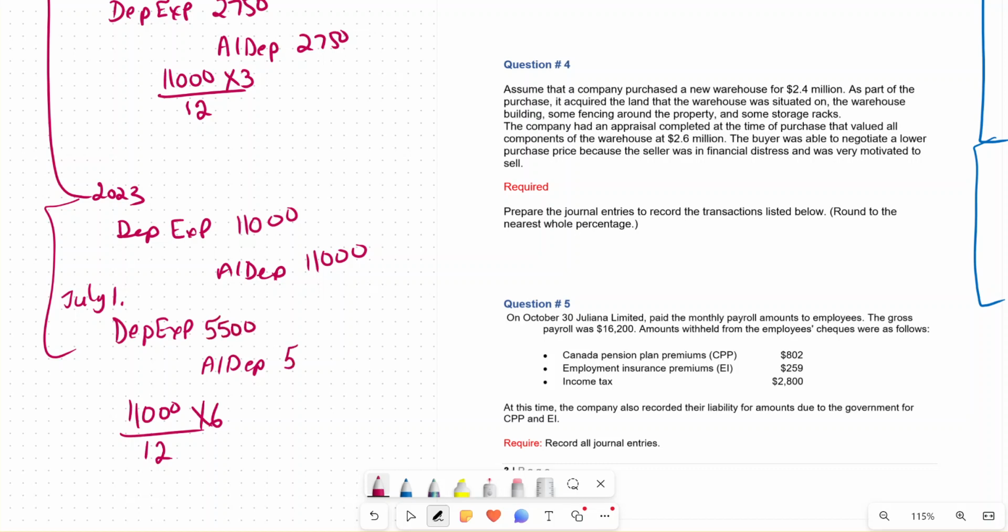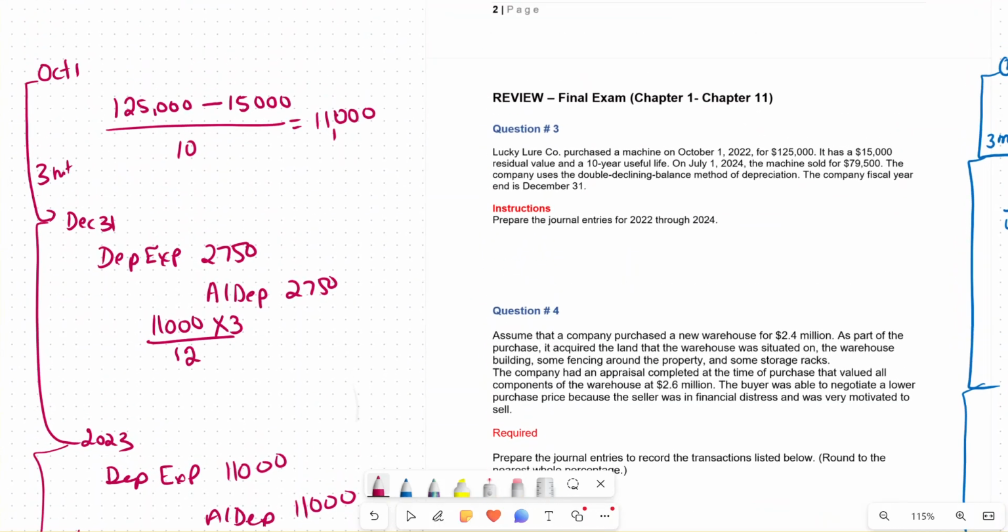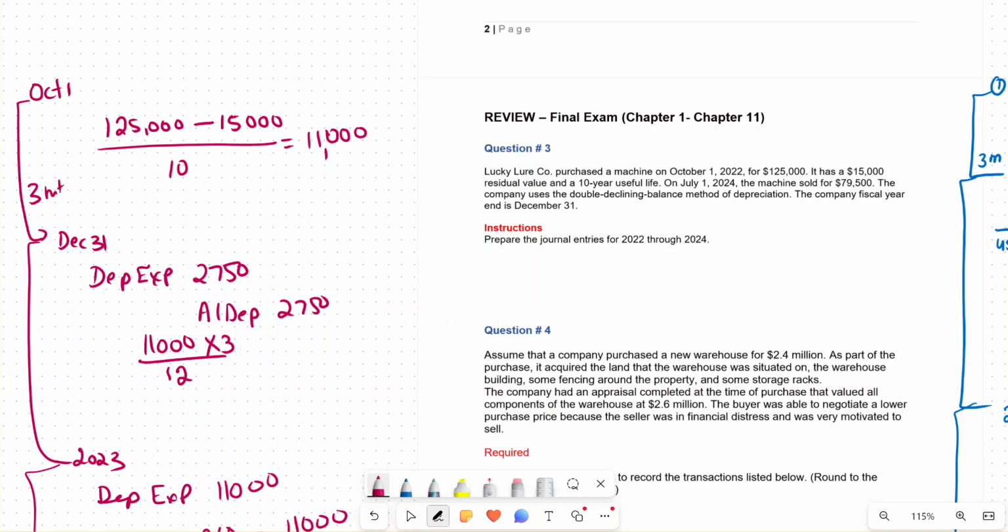So if a company was doing straight line, this is how we would calculate the depreciation. Again, you could also use the units of production method, and we did work that one out in the classroom. That's how we would calculate my depreciation expense.